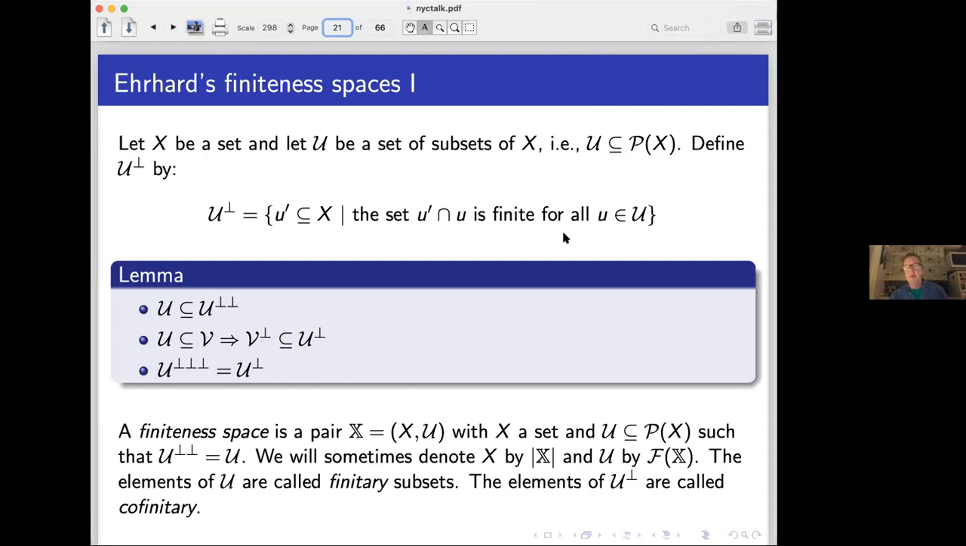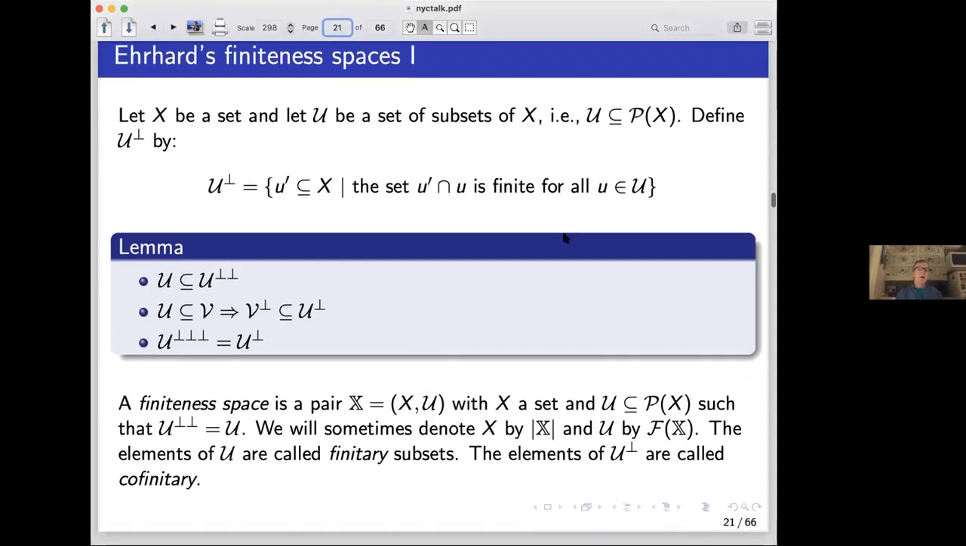Let's just do one simple example. If I take U to be everything, then U perp is just going to be the finite subsets. Conversely, if I take U to be the finite subsets, then U perp is going to be everything, okay? We'll see more interesting examples than that as we go forward.